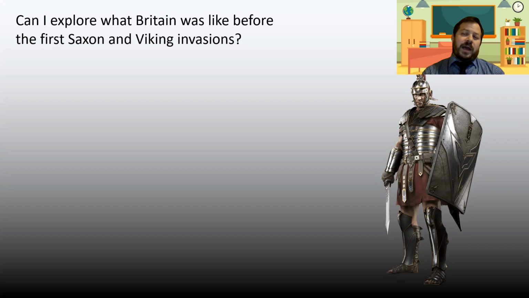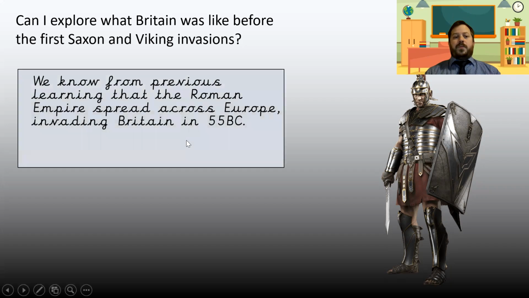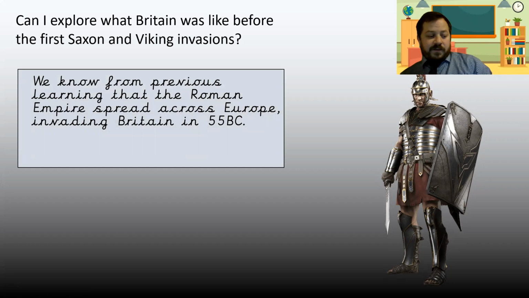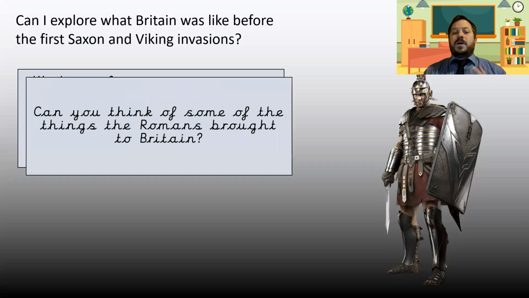So before we look at that, we need to know where they came from before the Saxons came into Britain. And we're going back to what we learnt about last year in spring, which was the Romans. Now we know that the Romans invaded Britain in about 55 BC. And we know they came all the way across from Rome, spread across Europe and across the Channel and into Britain.